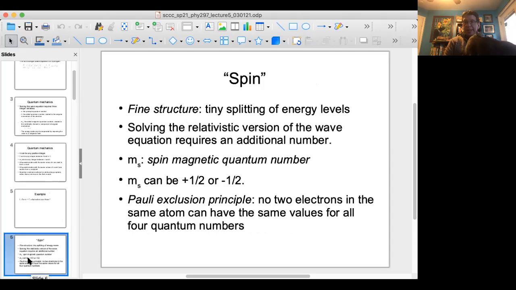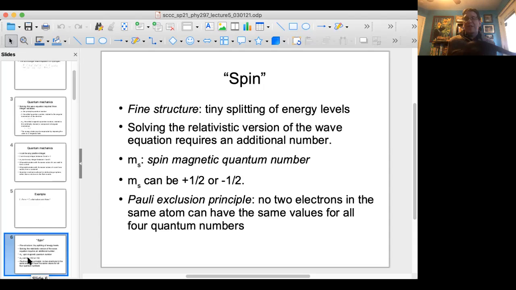So the fourth quantum number comes from electron spin, and this is a relativistic effect. And so Dirac came up with the version of the Schrodinger equation that takes relativity into account. And so it's quite a bit more complicated than the Schrodinger equations we introduced here. And so basically you have what's called fine structure, tiny splitting of energy levels that comes from what's called the spin magnetic quantum number, which can be either plus 1/2 or minus 1/2.